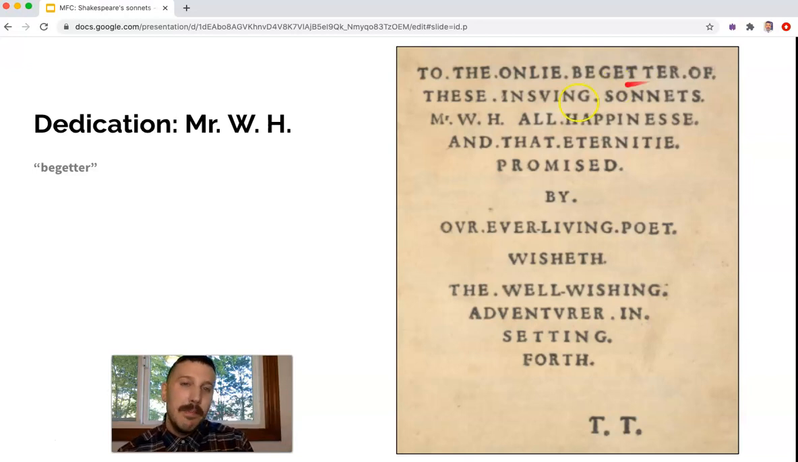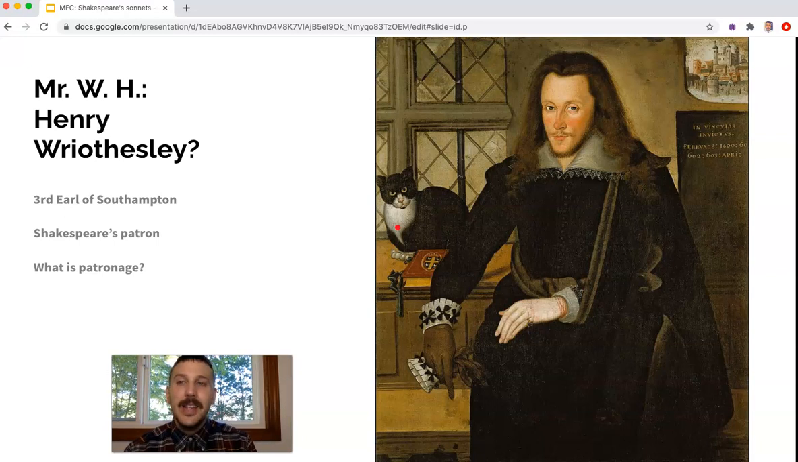And the person it's dedicated to is Mr. W.H. Who is Mr. W.H.? Well, it's likely that it was Henry Wriothesley, which is really HW. We're not sure why it would have been printed WH, but this is one scholarly supposition that it was Henry Wriothesley, who is not only an aristocratic person, the third Earl of Southampton, but he was also Shakespeare's patron.